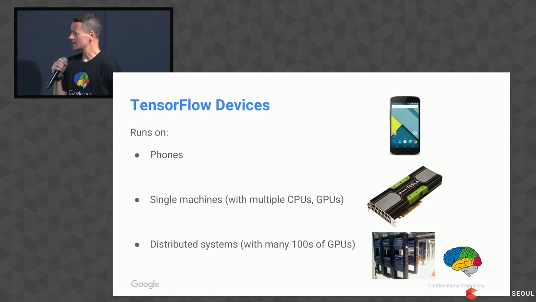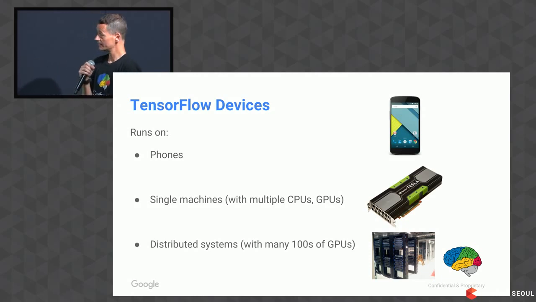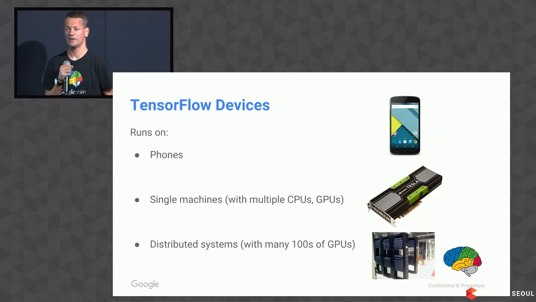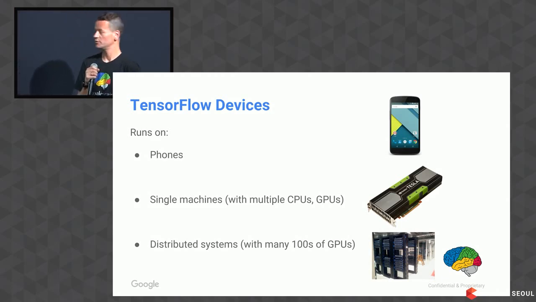Okay, now a little bit on the simpler side, so the devices. Well, this runs on phones. It runs on single machines with multiple CPUs and possibly multiple GPU cards. It runs on distributed systems with many hundreds of GPUs. So here we have a picture of a data center. Sometimes we have like 100,000 machines in one data center. Nobody could use a whole data center for one problem, but you can use many to actually solve a problem. And some of our problems use a lot of compute power.